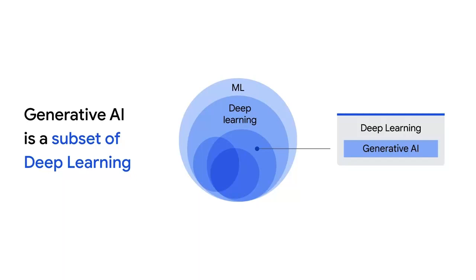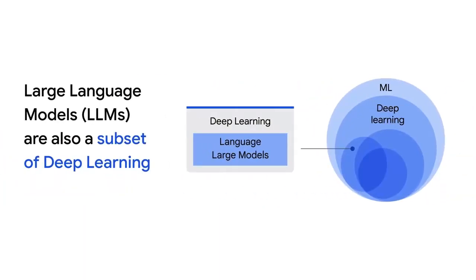Gen AI is a subset of deep learning, which means it uses artificial neural networks, and can process both labeled and unlabeled data using supervised, unsupervised, and semi-supervised methods. LLMs are also a subset of deep learning. See? I told you I'd bring it all back to Gen AI.